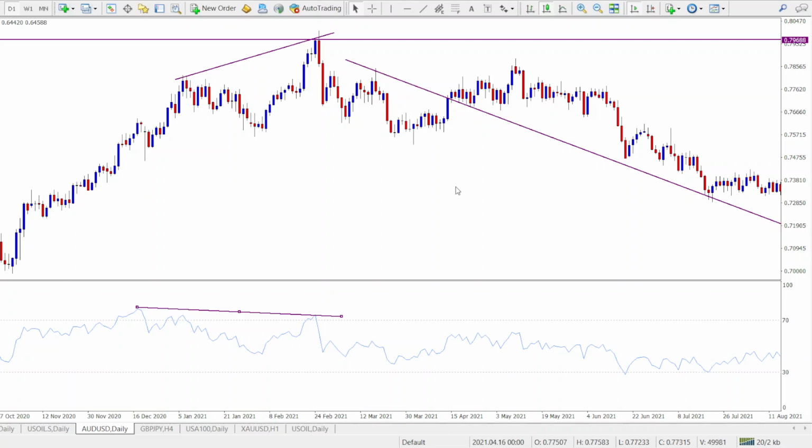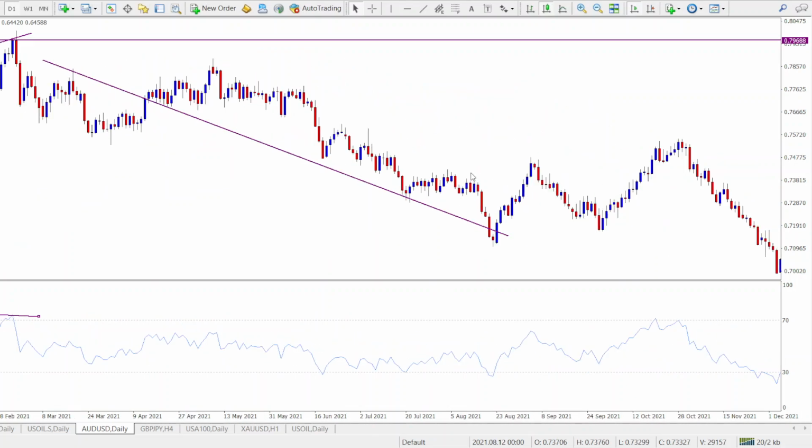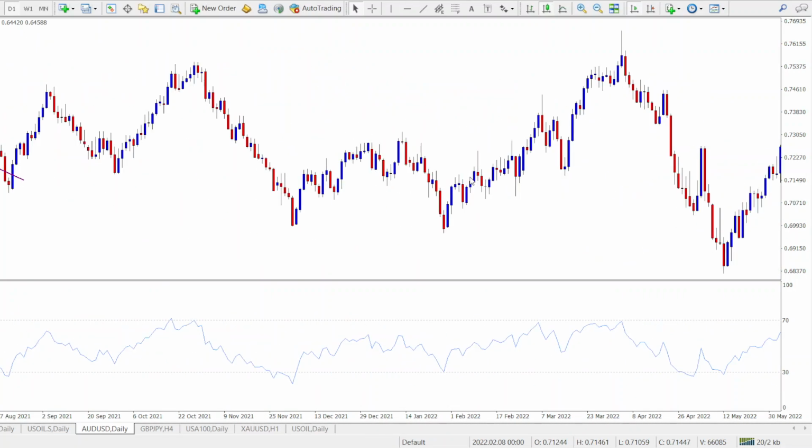And then secondly, you might want to add a confirmation indicator. You can decide to pair the RSI with maybe moving averages or MACD just to confirm your entry. And then thirdly, set clear stop losses. Always protect your capital by placing a stop loss just below the previous low for bullish setups.